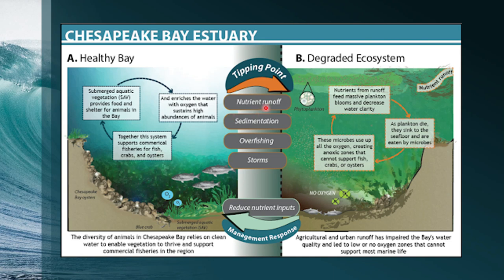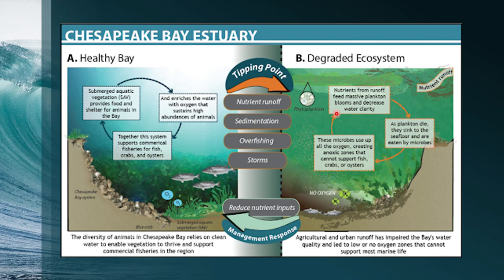But if you start to add these things in, and you have nutrient runoff, you have sedimentation, you have overfishing, and you have storms, we can tip from this healthy bay to a degraded ecosystem where we have too many nutrients, we have too much phytoplankton, we have dead zones, because when that phytoplankton sinks down to the bottom, the decomposers are using all of the oxygen, right? And we get into this cycle where it's hard to get out of having a degraded ecosystem.